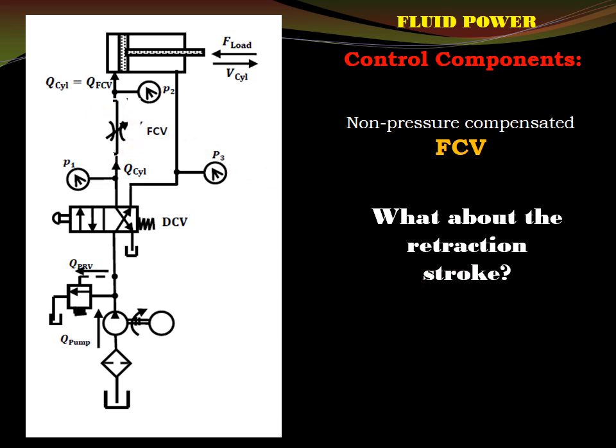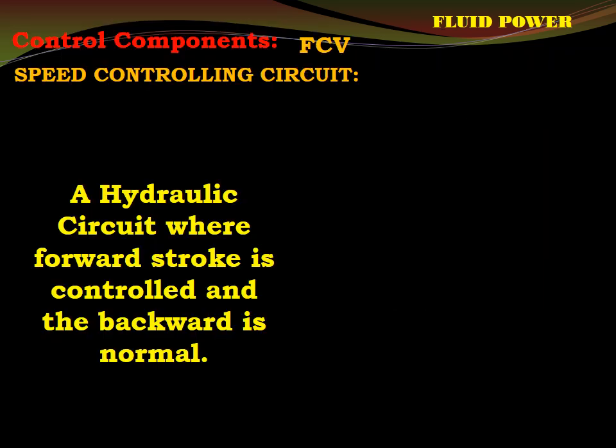That means it can even control the retraction speed, though fitted in the blank side. Understood? But that may not be the case we wanted. Say we want a hydraulic circuit where the forward stroke, meaning the extension stroke, will be controlled. I mean, the speed of the forward stroke will be controlled, and the backward stroke, meaning the return stroke or retraction stroke, will be normal. How can I do this? Can you answer?